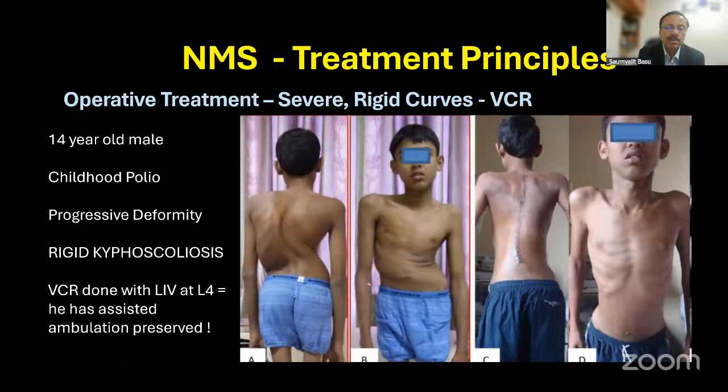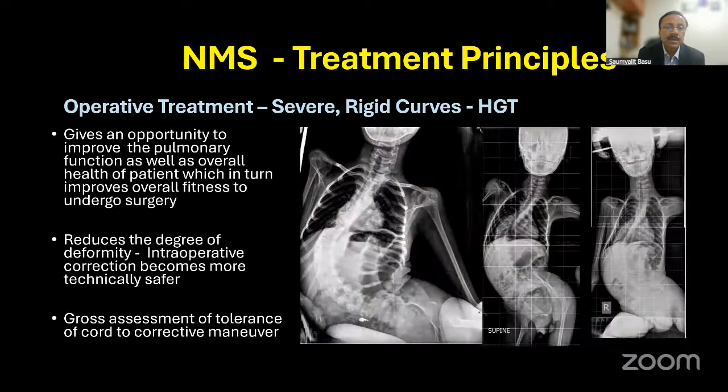And this is how he was after surgery. He remained a walker. He was happy. I was smarter not to go to the pelvis. And in those cases of neuromuscular scoliosis, this is an SMA patient whom you have to go to the pelvis.